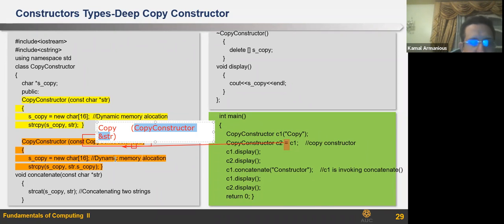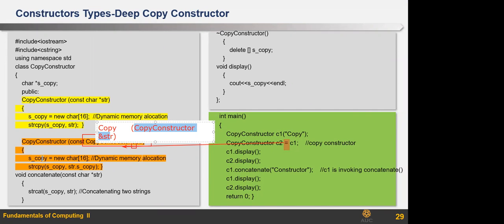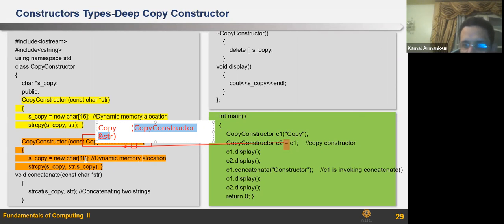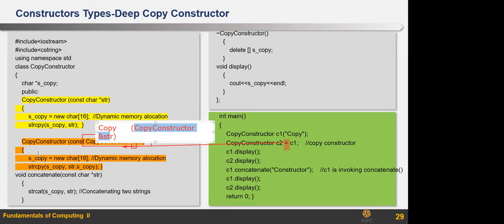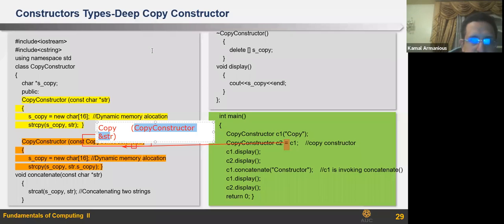Okay. is copy equal new char 16. This means that is copy. Is this for C1 or for C2, Mohamed? Ali? This is for C2. For C2. So, copy constructor.